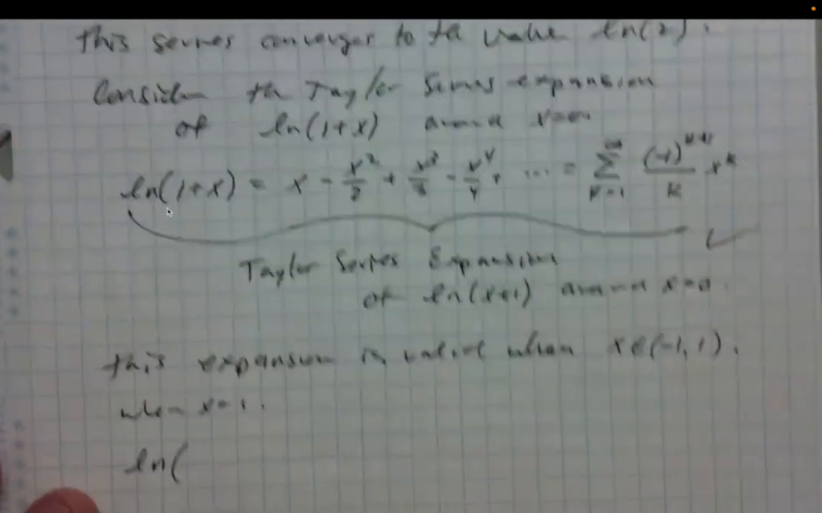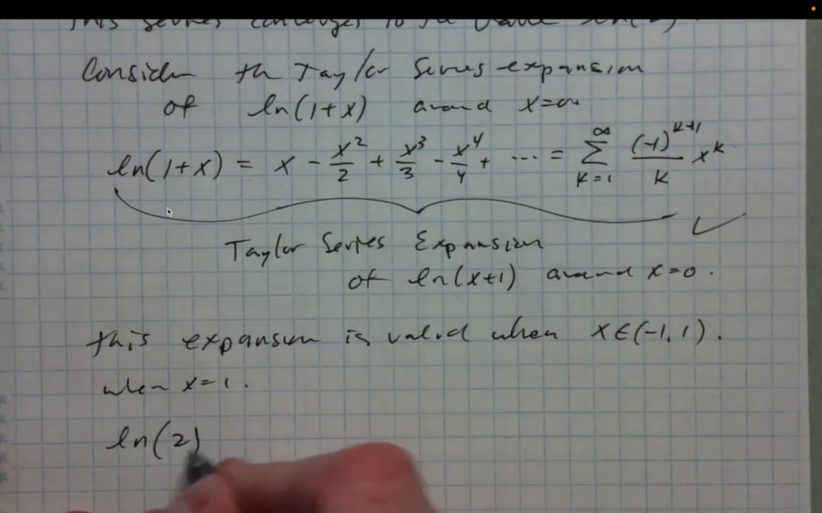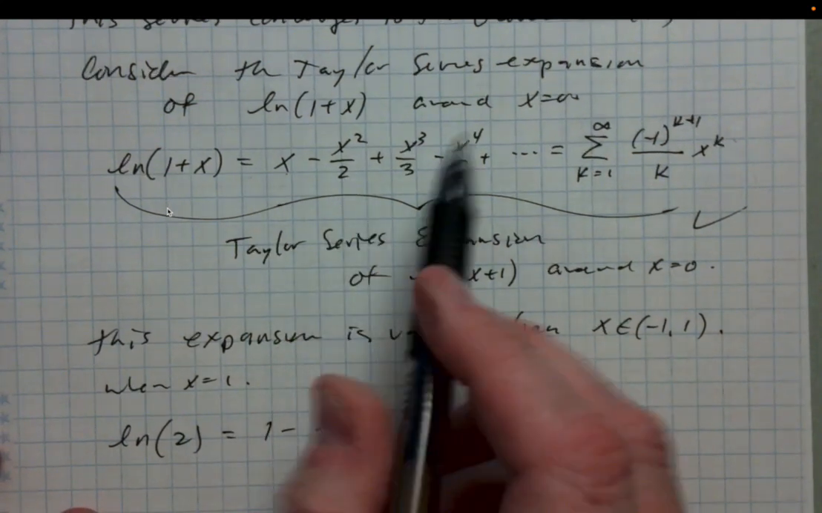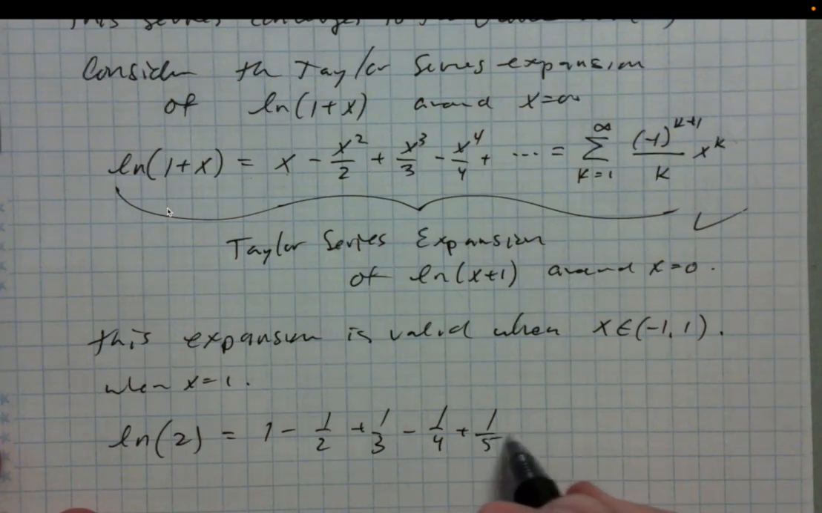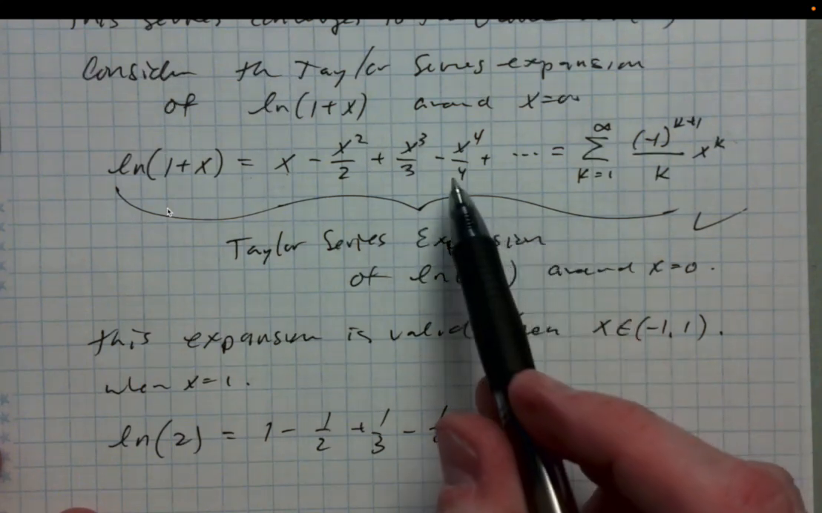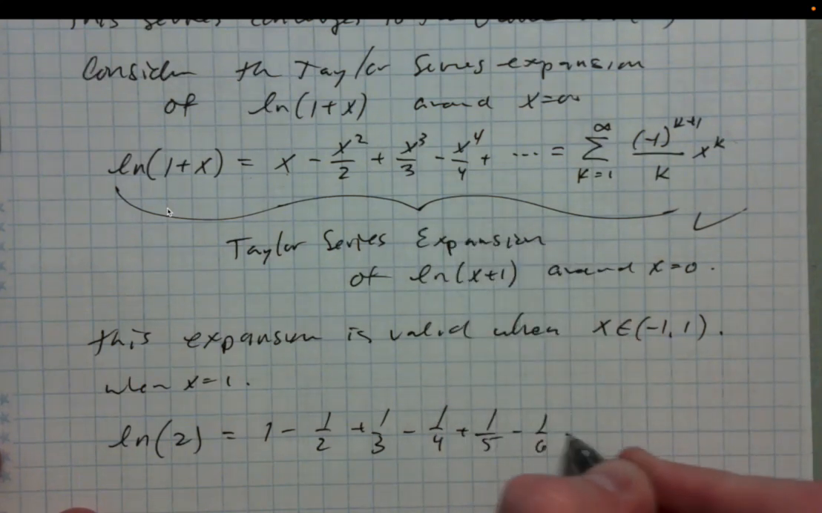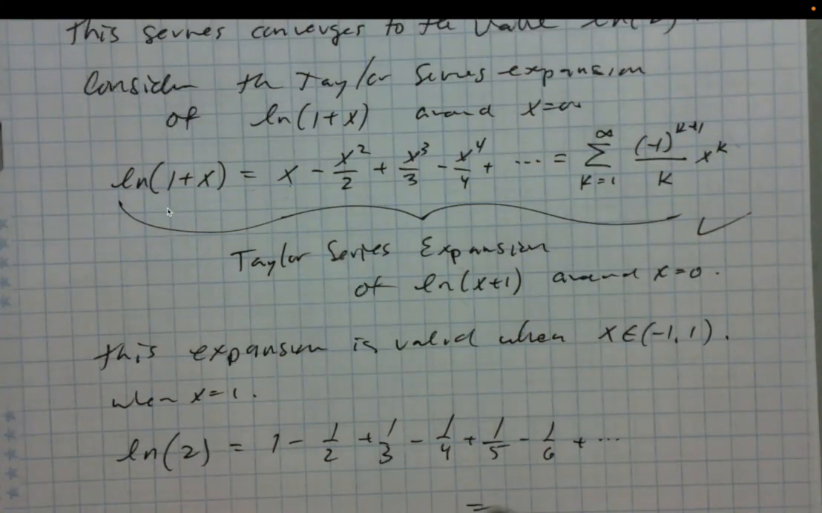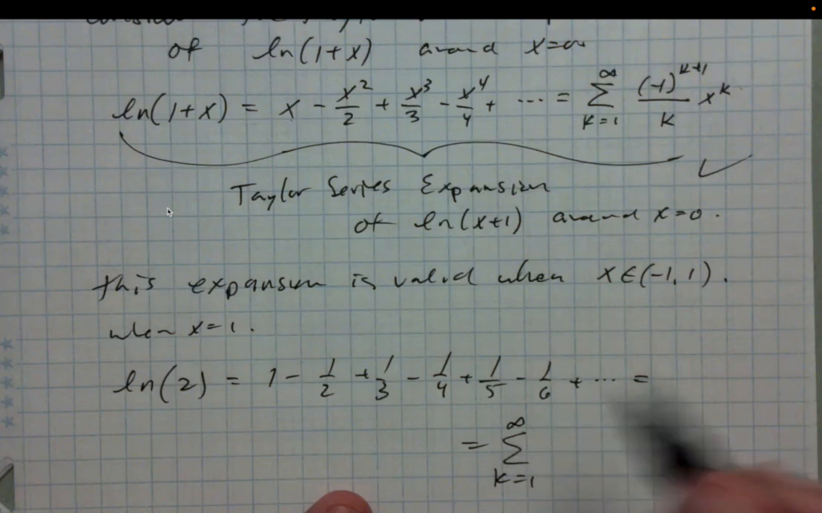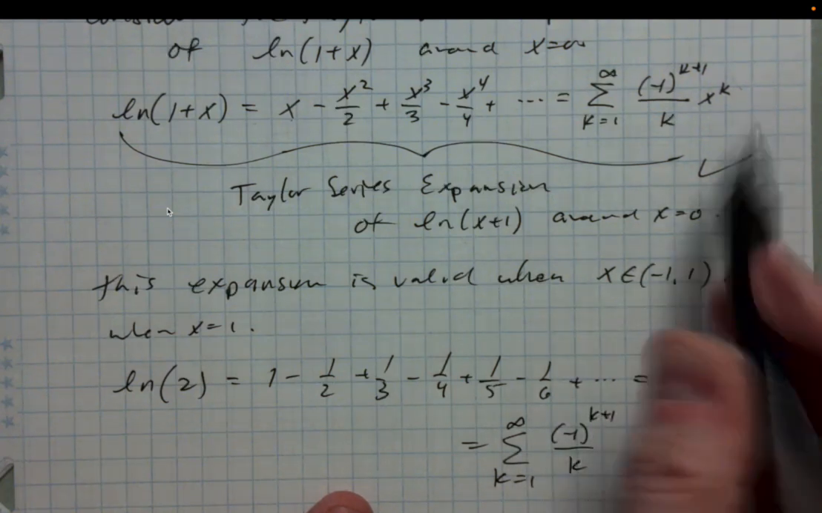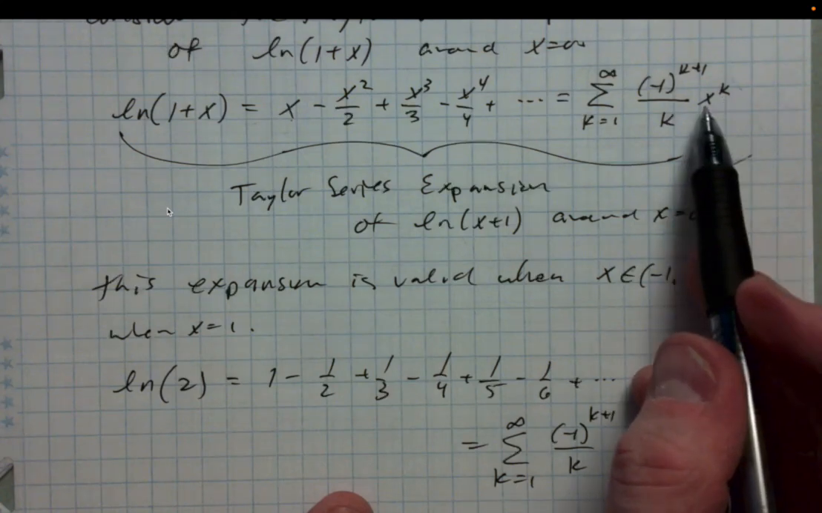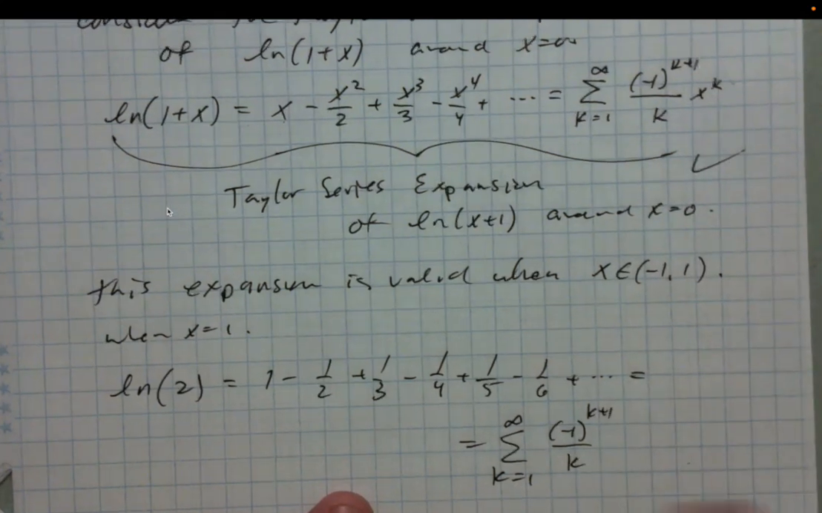I've got ln of 1 plus x is ln of 2, and that's equal to 1 minus a half plus a third minus a fourth plus a fifth minus a sixth plus dot dot dot, and in general it's equal to the sum from k equals 1 to infinity of -1 to the k plus 1 over k, and now instead of x to the k, I just have 1 to the k, so it's just 1, I can leave it off.